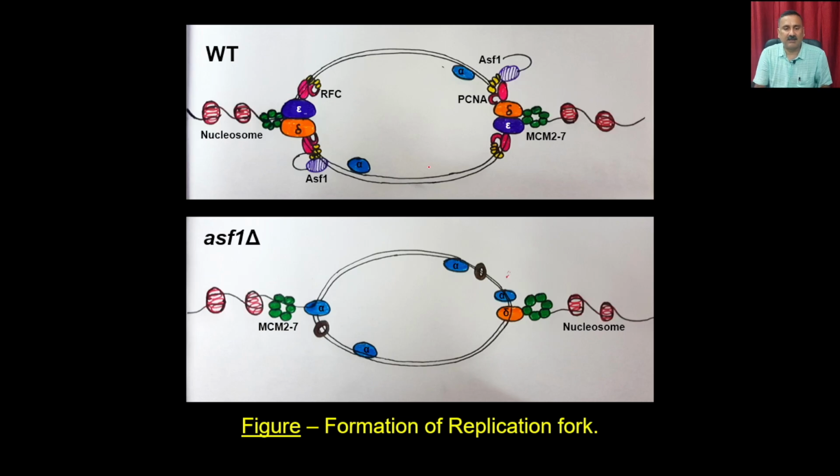So, this is one of the examples where the fork is running in both directions, and this is the situation in how the replication fork is going to be formed. The replication initiation complex is going to be assembled on both sides. What you see here is one pre-initiation complex assembled on this side, and another pre-initiation complex assembled on this side, and that is how it keeps removing the association of the DNA from the nucleosome, and that is how this will run in this direction and this will run in this direction.